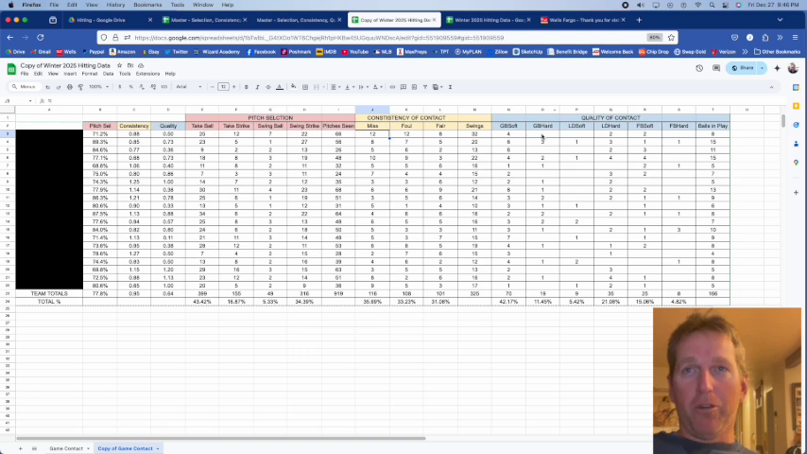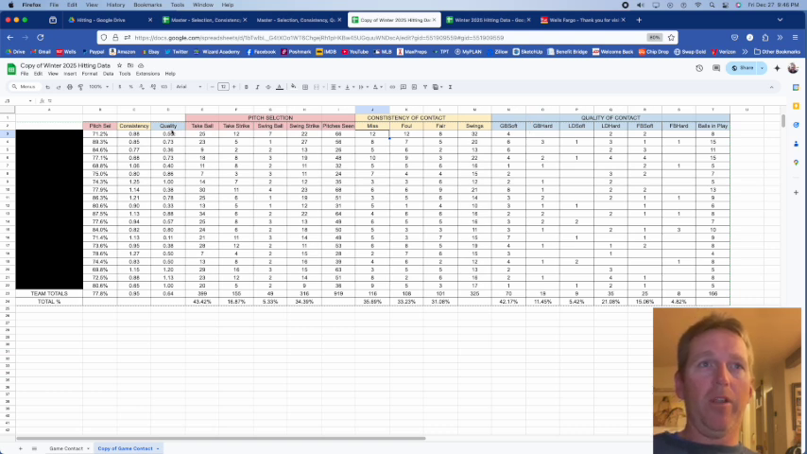The last metric we have here is quality of contact. So when you do put the ball in play, you're either going to hit a ground ball soft or hard. You're going to hit a line drive soft or hard. You're going to hit a fly ball soft or hard. So how well you hit the ball when you do hit it in play is important as well.